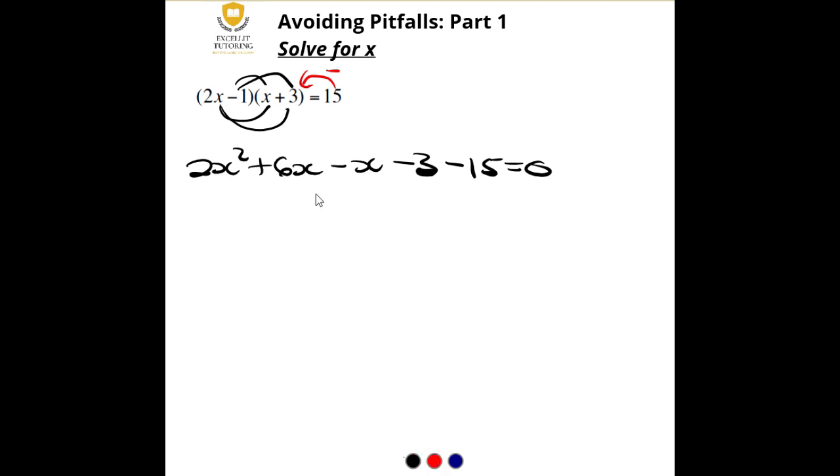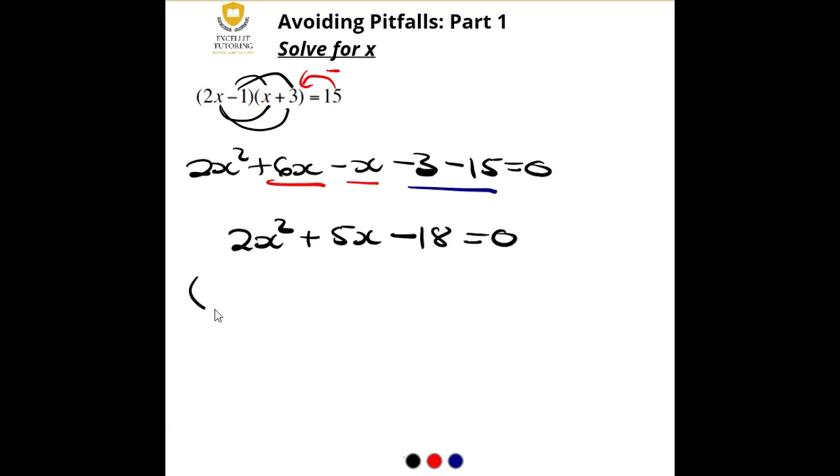Now we collect like terms. We can see we have an x here, we have an x there, and we have those two constants there. So the 2x squared doesn't add to anything. Then positive 6x minus x gives us a positive 5x. Then negative 3 minus 15 gives us a negative 18, which is equal to 0.